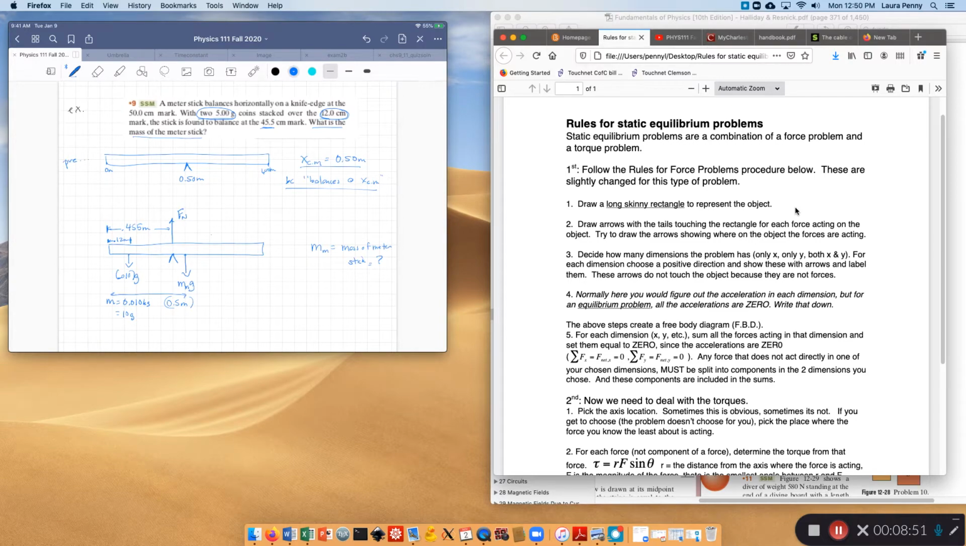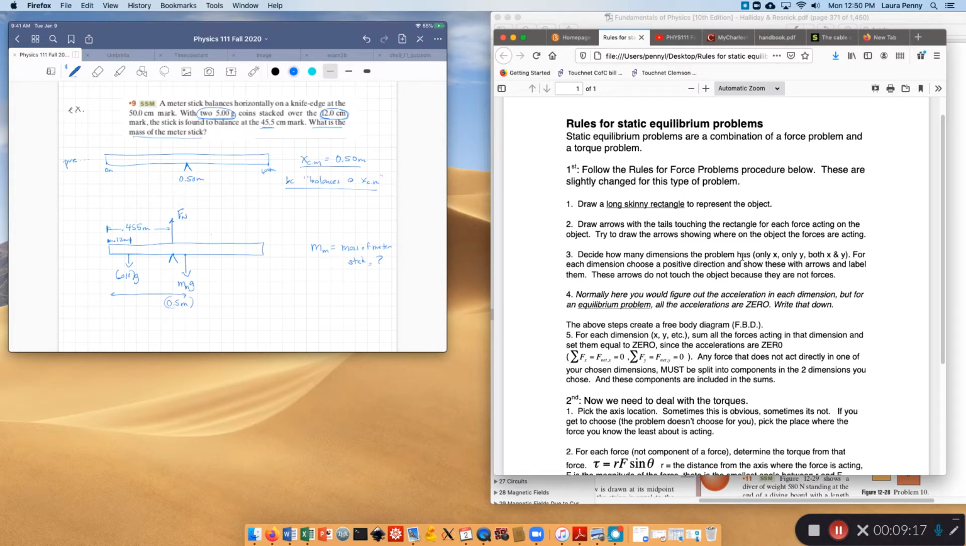So I have 3 forces. I have the gravitational force on the 10 grams. I have the gravitational force of the meter stick. And then I have the normal force at the actual pivot or balance location. So those are number 2. Draw arrows with the tails touching. Try to draw the arrows where on the object the forces are acting.